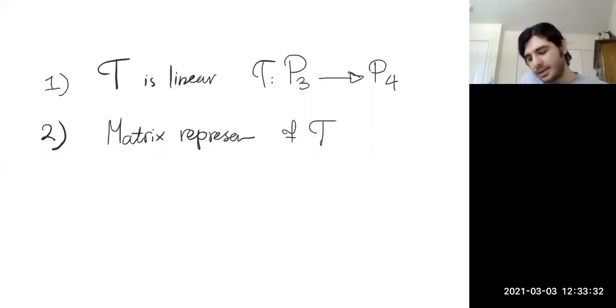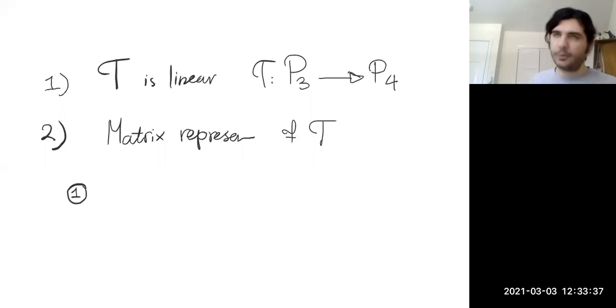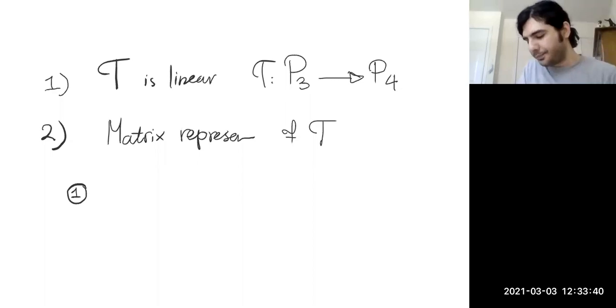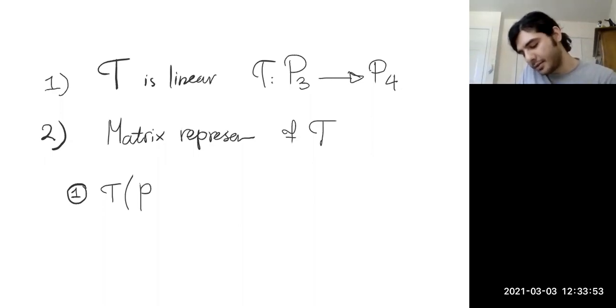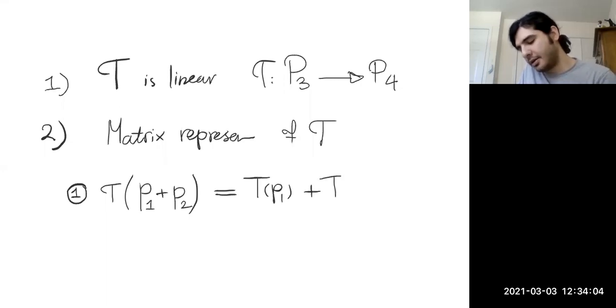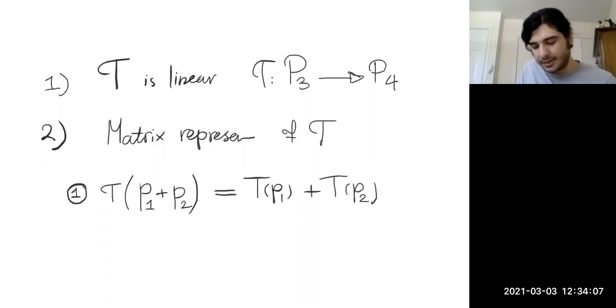Okay, let's see why T is linear. So the first thing to do is I should show T is linear. So what does it mean for a map to be linear? It should respect addition and scalar multiplication. So if I take two different, well, potentially the same, polynomials, P1 and P2, I should show T of P1 plus P2 is equal to T of P1 plus T of P2. That's the first thing. So let's see if that's correct.